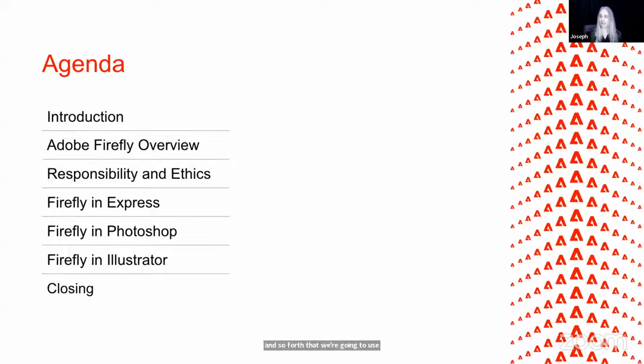So what are we going to go over today? We've got 1 hour, so I hope to hit all these things, right? A little bit of introduction. We're going to do an overview of Firefly, like what is it, what makes it unique apart from other generative AI. Responsibility and ethics, which is something that constantly comes up, right? Firefly does have a very unique approach to this particular concern.